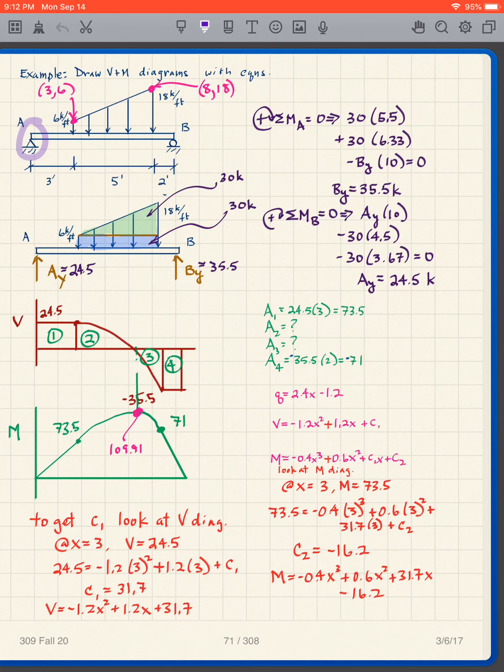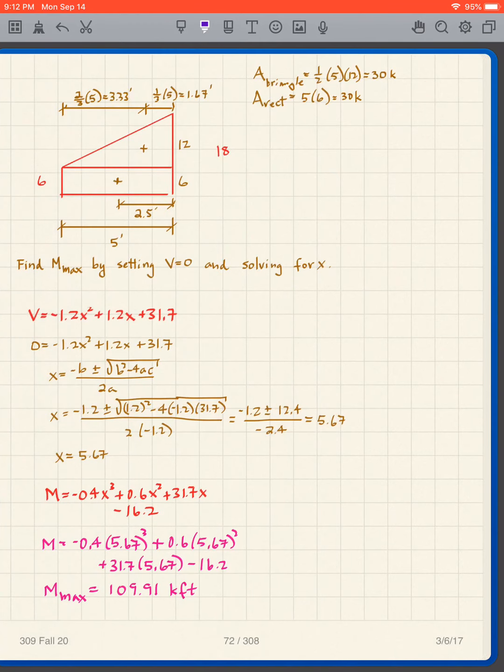And so let's break up this trapezoid. The way we're going to break up the trapezoid is with a rectangle and a triangle. And just go to this next page. What do we have? I've got 18 kips per foot on the right. I have 6 kips per foot on the left. So my rectangle here will be 6 times 5. So the area of my rectangle is 6 times 5 is 30 kips.